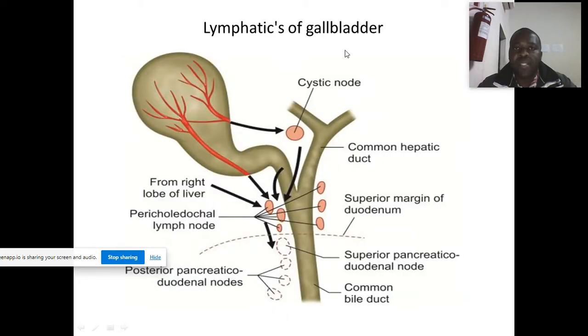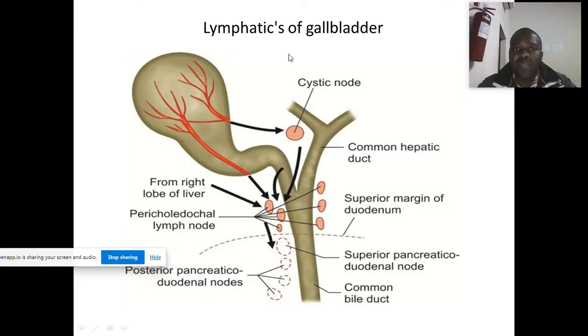What about the lymphatics of the gallbladder? If you remember very well, what's the function of the lymphatic system? It drains excess interstitial fluid. We know what interstitial fluid is. It's the fluid which is not in the blood vessels. It's not intravascular, it's not intracellular, but it's just outside these compartments. So it drains excess interstitial fluid. That's a function of the lymphatics. Apart from that, it transports dietary lipids. The other function of the lymphatic system is that it carries out immune responses.